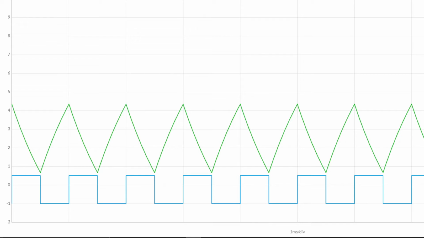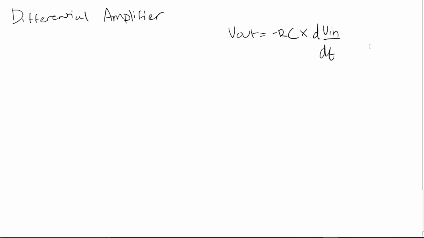We're going to move on to the last one, the differential amplifier. Last but not least, the differential amplifier. What is it? It produces a voltage output which is directly proportional to the input voltage's rate of change with respect to time. Just a lot to take in.